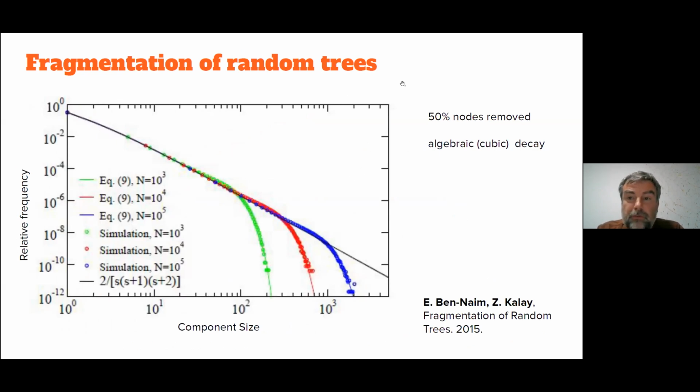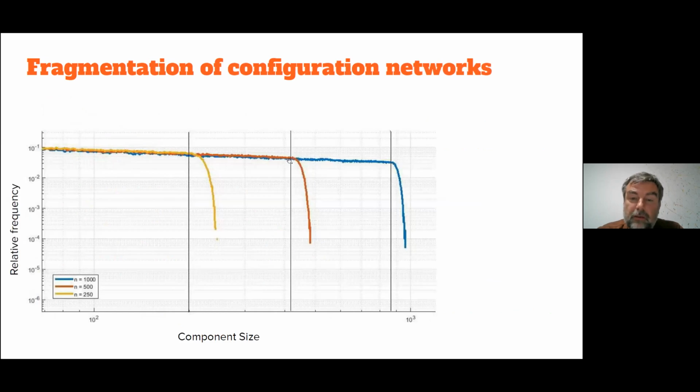This is the picture when 50% of nodes are removed, and they're looking at how the individual components are distributed, the component size and relative frequency. They see this algebraic decay, mostly cubic, and then some tail. And we see very similar behavior in our problem. We didn't prove it yet, but it seems it should go along the same way.